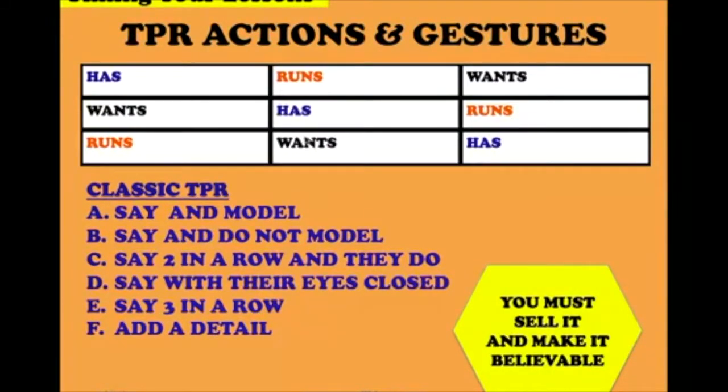So often, we're like, well, we keep doing it the same way, or my students keep thinking I'm saying it the same way. This is one way not to do that. So classic TPR, you say the word and you model it, and the students do the gesture. You say it and you do not model it when they're ready. You're watching for them. You can say 2 in a row and have them do the actions. You can say it with their eyes closed so that you're able to get a nice formative assessment. You can see, okay, this one is getting it, this one's not getting it. You could say 3 in a row, and that's where this chart works perfectly.